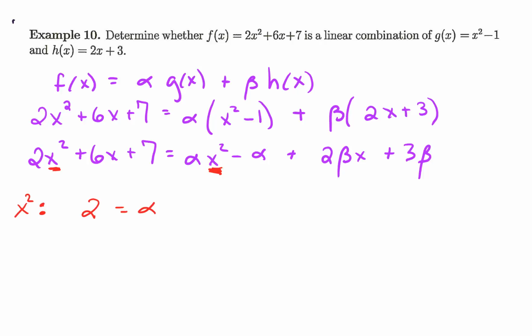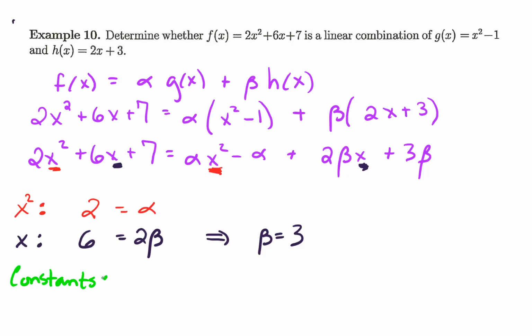Let's look at our linear terms. Looking at our linear terms, on the left-hand side we have 6, and on the right-hand side that must equal 2 beta, and that implies that beta should equal 3. And now let's look at our constants. Equating constants, on the left-hand side we have 7, and on the right-hand side we have a negative alpha plus 3 beta. And let's check that these choices of alpha and beta work here.